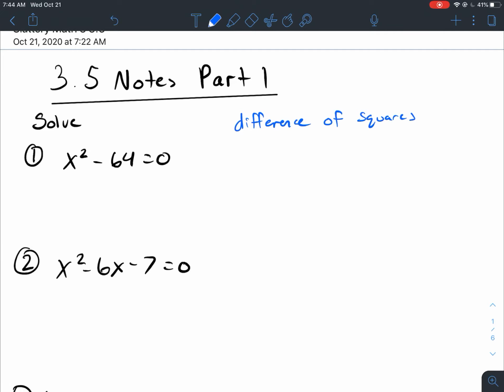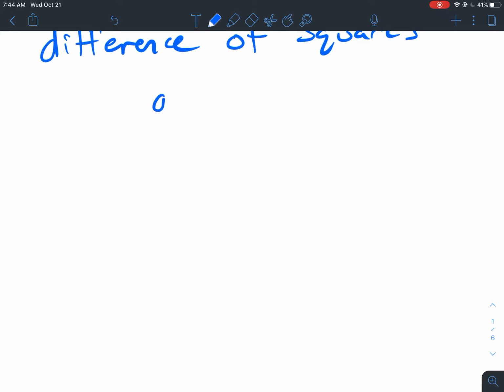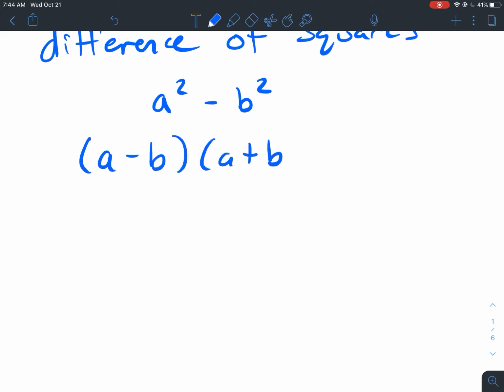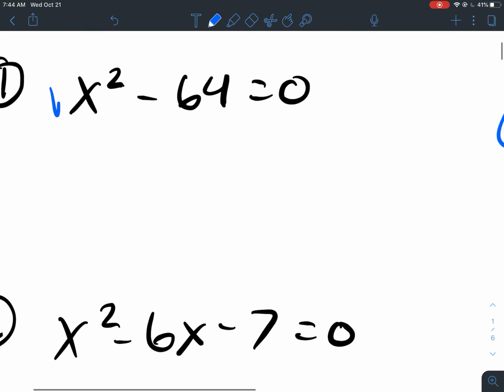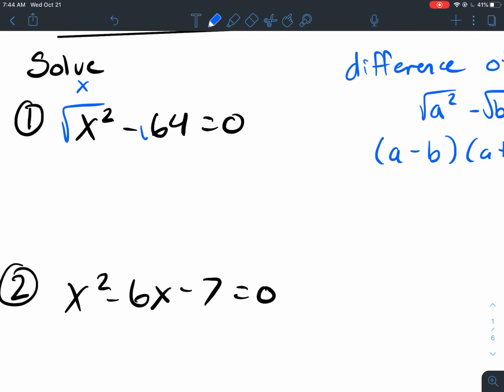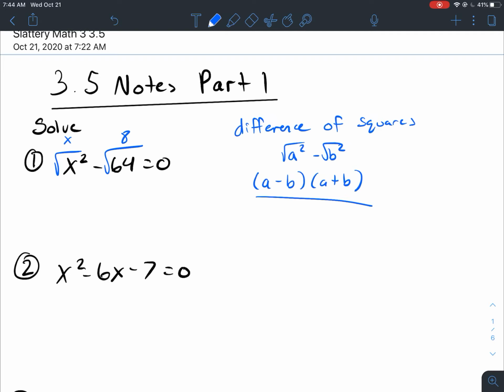Hopefully you learned about this last year. Basically, difference of squares is when you have something squared minus something squared. The way that you factor it is you do a minus b, a plus b. And to find a and b, you just take the square root of each of these. So for number 1, I can take the square root of x squared, I get x. I can take the square root of 64, I get 8. So then I follow this factoring pattern. I'm going to do x minus 8 and x plus 8. So this factoring pattern is known as difference of squares.